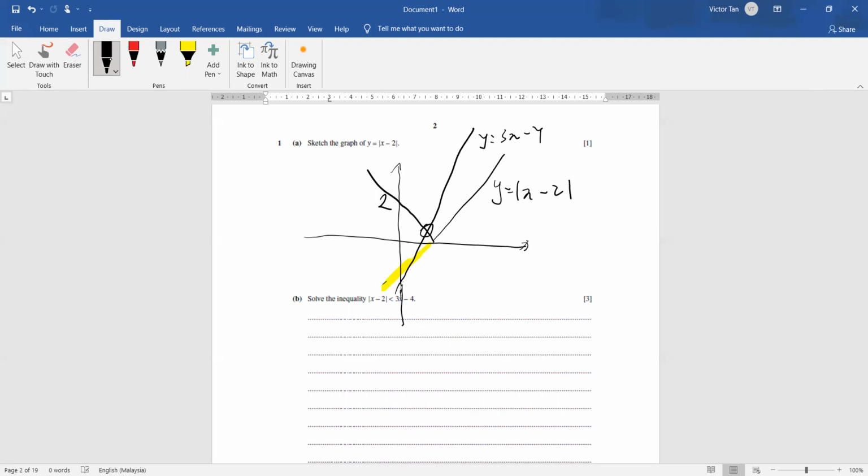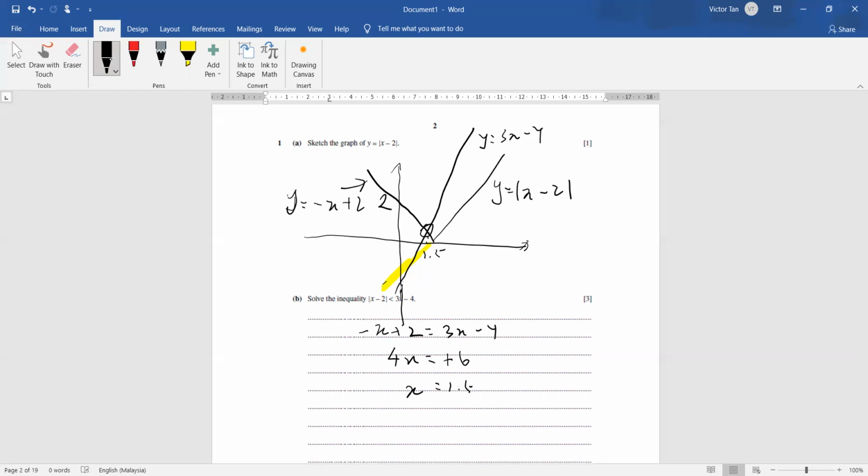So what do you do? This part of the graph is y equals minus x plus 2. So you need to solve the equation minus x plus 2 equals 3x minus 4. So you have 4x equals 6, not minus 6. So x equals 1.5. So this point here will be 1.5.